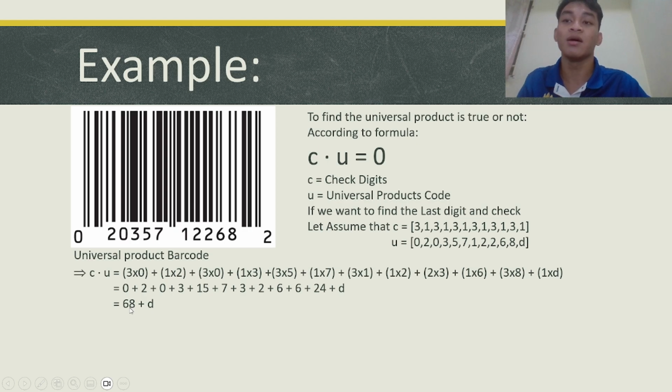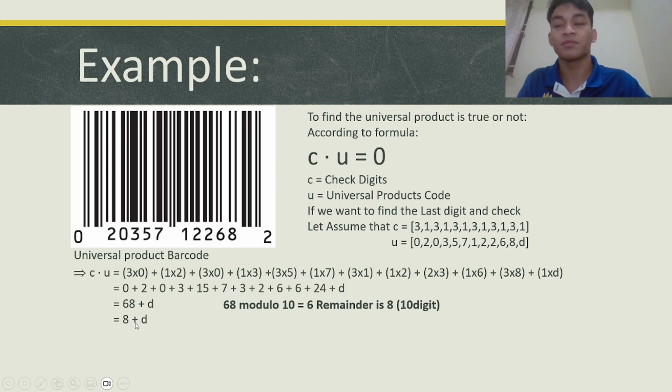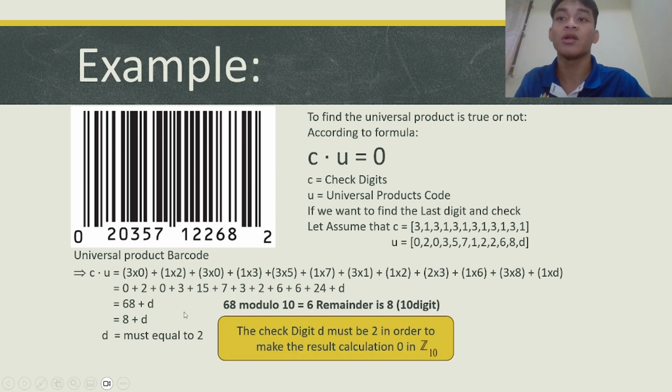So in here it is bigger than a decimal digit, so we need to take 68 modulus 10 and take only the remainder. 68 subtract 10, we get 6 and the remainder is 8, and 8 here plus D. And as you already know, in order for this number to be true, we need to make it equal to 0. So D here must equal 2, because 8 plus 2 equal to 10, and 10 modulus 10 equal to 0. So this universal product barcode that was provided is true.